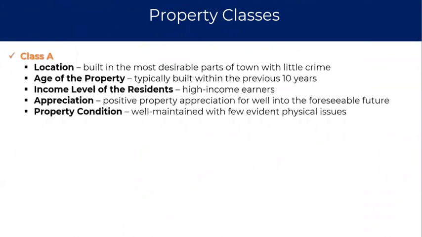So let's jump in. Now, Class A properties are the newer and best maintained buildings at the most expensive end of the property spectrum within a local market. Class A properties do attract tenants and buyers who can afford to live in luxury. They typically have a positive outlook for future appreciation because of their access to the market's best amenities and attractions. Generally, Class A properties are typically built within the previous 10 years. The appreciation is positive and is a positive in the foreseeable future.